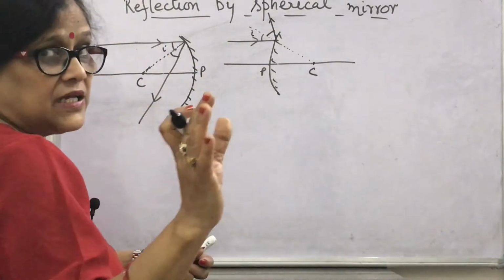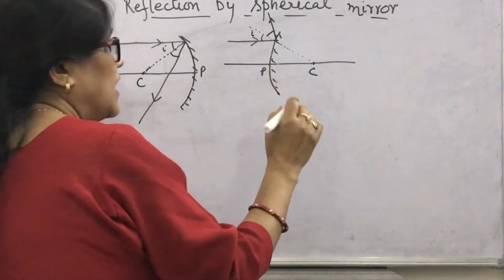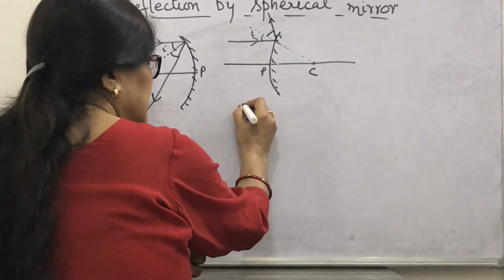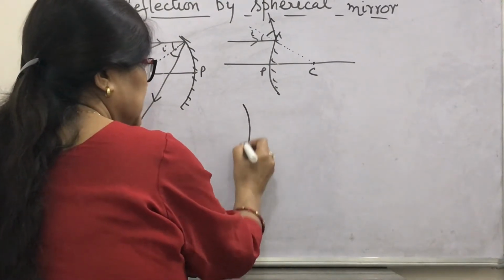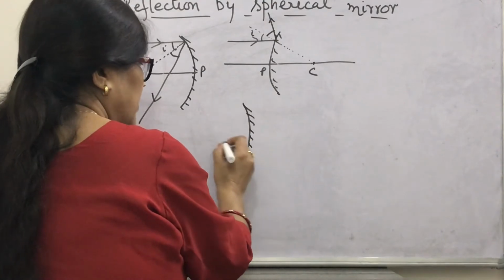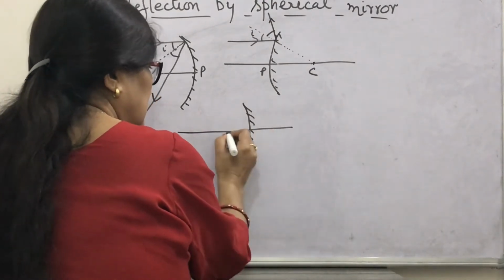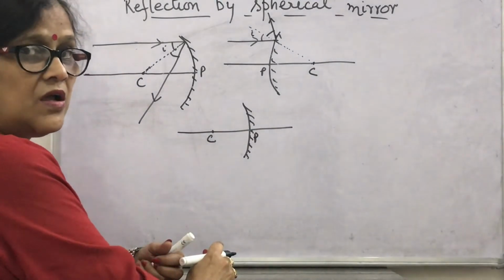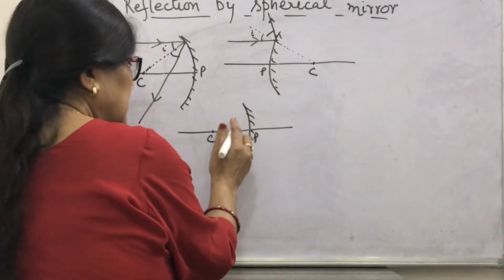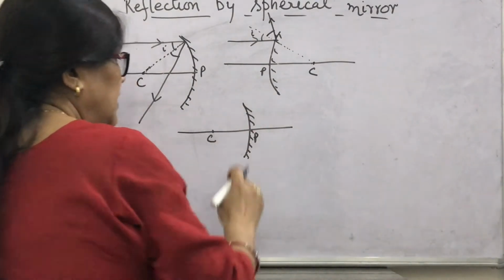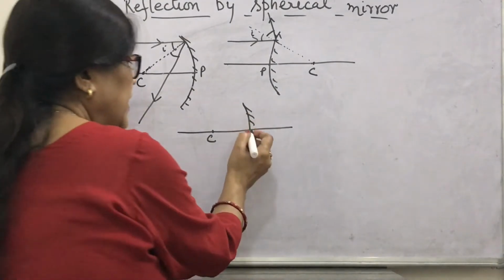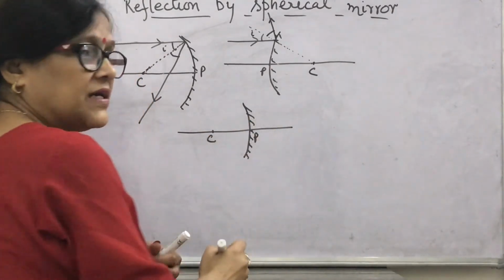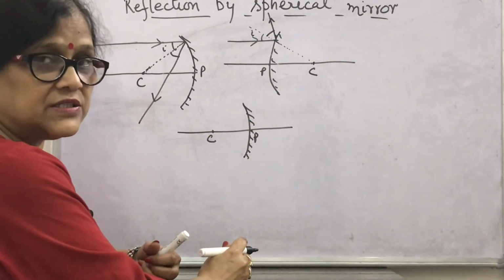In your syllabus, as I told, the mirrors are of small aperture. Look, small aperture means this one. I have drawn this concave mirror and I have taken this as center of curvature, this as pole. The ray which is incident parallel to the principal axis and very near to the principal axis, such rays are called paraxial rays.